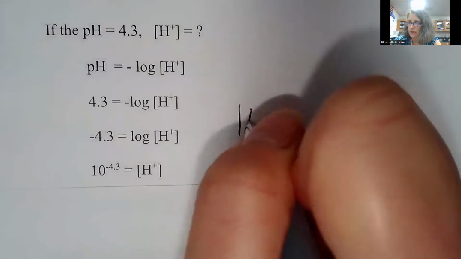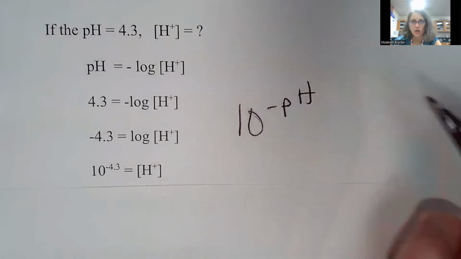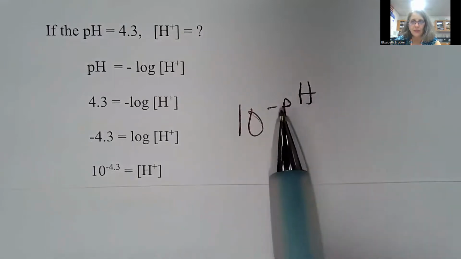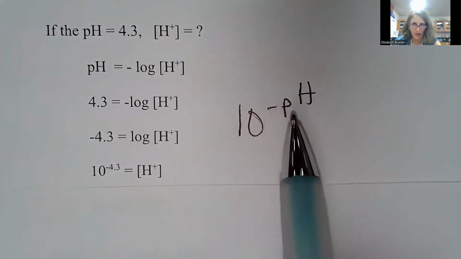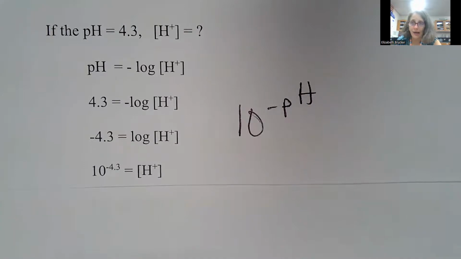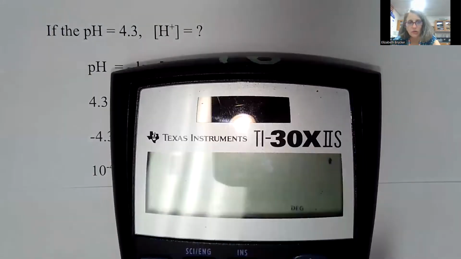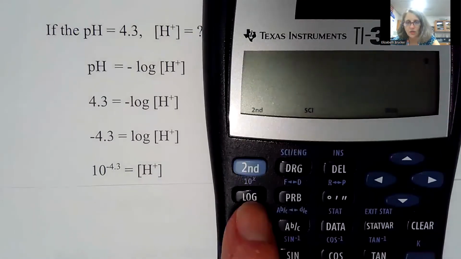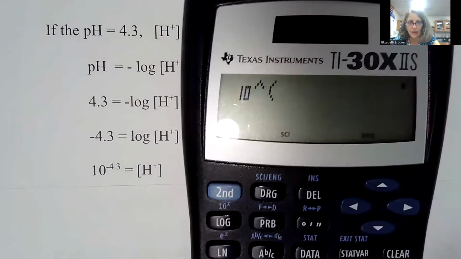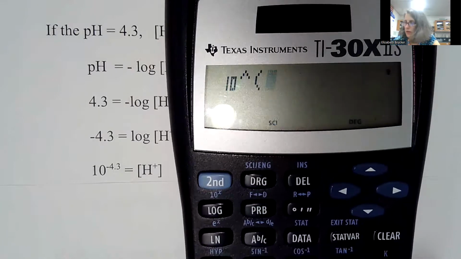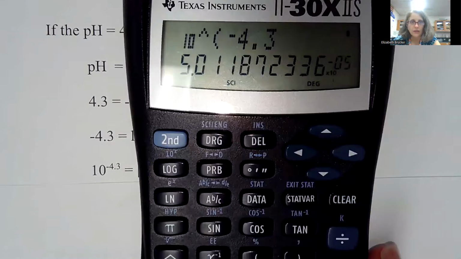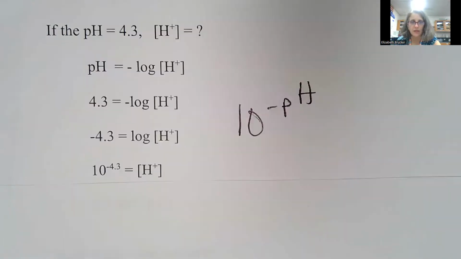So in your notes, write 10 to the negative pH for these types of calculations. So whatever the pH is given, make it a negative and do 10 to that. Again, you could do 10 carat, it doesn't matter, but I'm going to show it to you on the calculator using that button. So if you hit second function log, you will get 10 carat for you to work with. Type in negative, don't forget the negative 4.3, and then type in enter. And this one comes out to be 5 times 10 to the negative 5th.